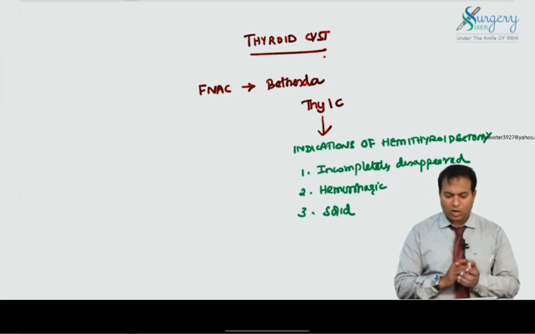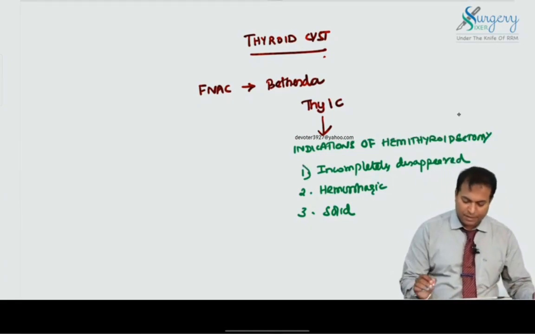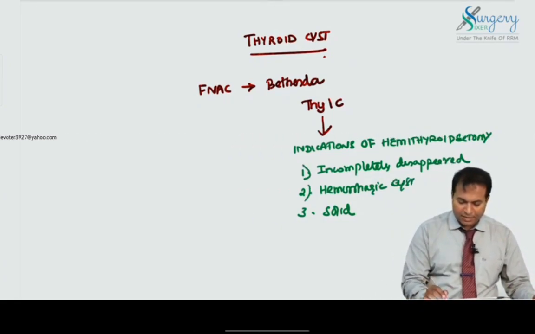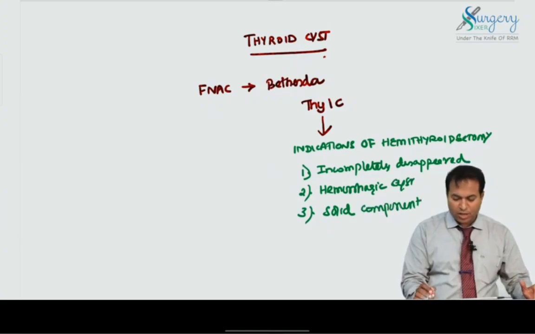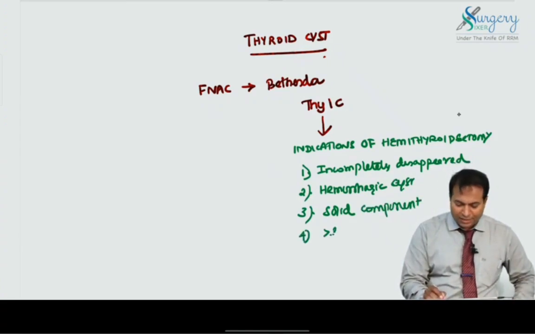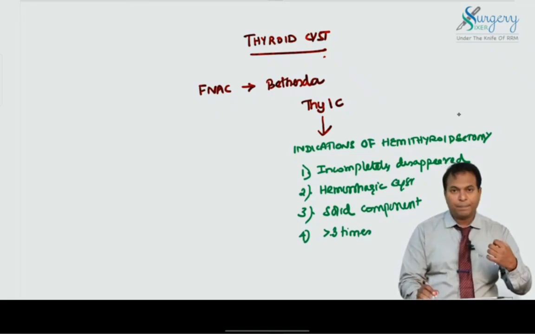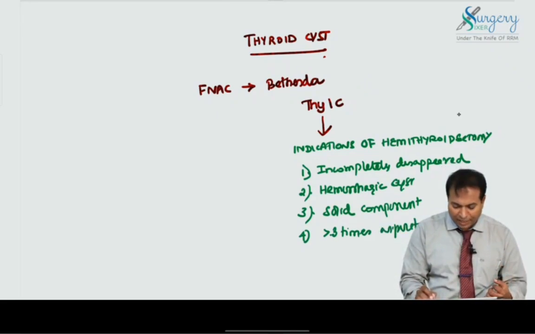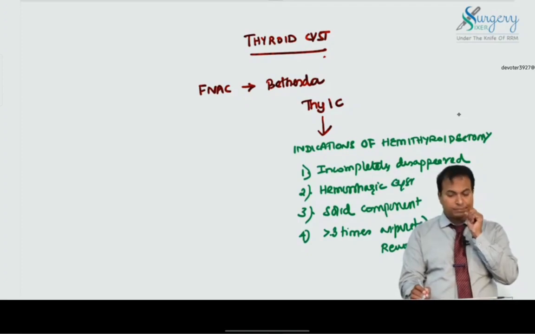In a thyroid cyst, when all should we do hemithyroidectomy? Incompletely disappeared cyst. Hemorrhagic cyst. Solid component is present. There is a solid component present, and the cyst is recurring after being aspirated more than 3 times. So these are the places where we must go for a surgery, hemithyroidectomy.